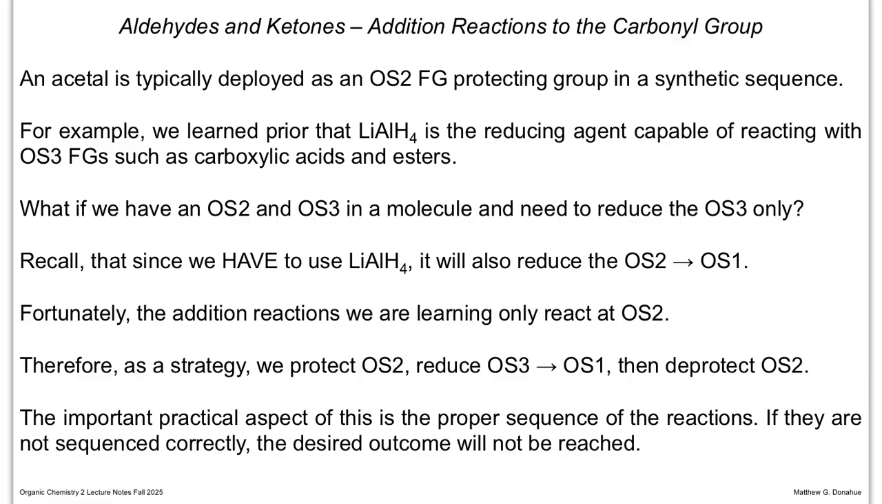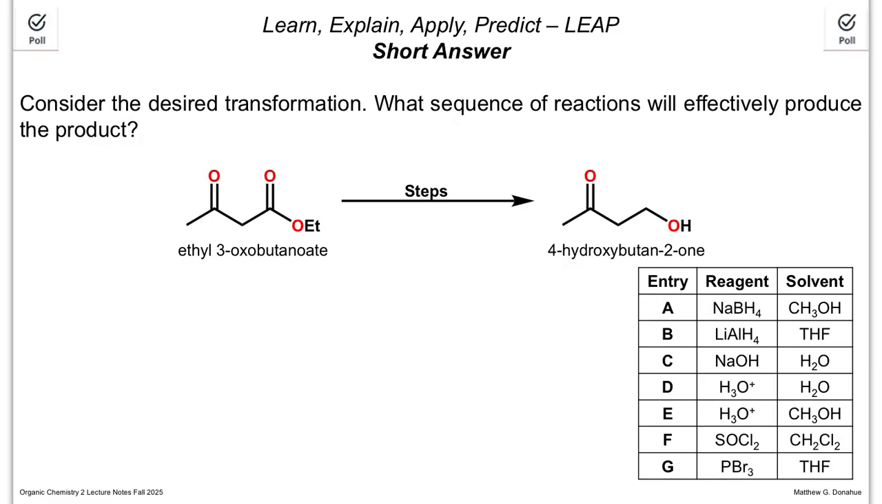Remember when we were learning about reductions, there was lithium aluminum hydride and sodium borohydride. So lithium aluminum hydride was kind of the hammer. It affected all of the oxidation states. Sodium borohydride was just aldehydes and ketones. And so now that we know how to protect carbonyls, we can put that into sequences to conserve things as we move along. I think we have some problems.